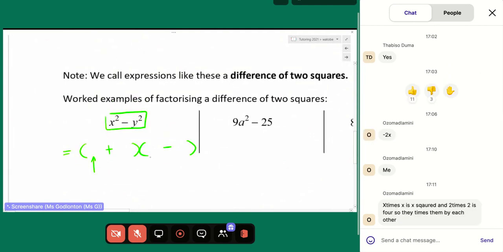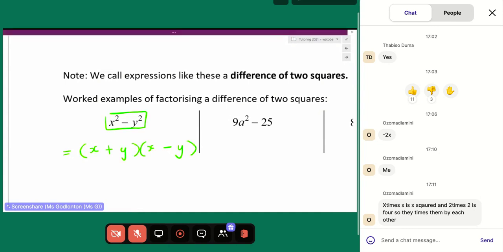What's going to be here and here? X. Beautiful. Okay, and then what's going to be here and here? Y. Yes, great. So let's talk about that for those who are wondering what has just happened. Why are there brackets on the screen? All we've done is factorize this with difference of two squares.